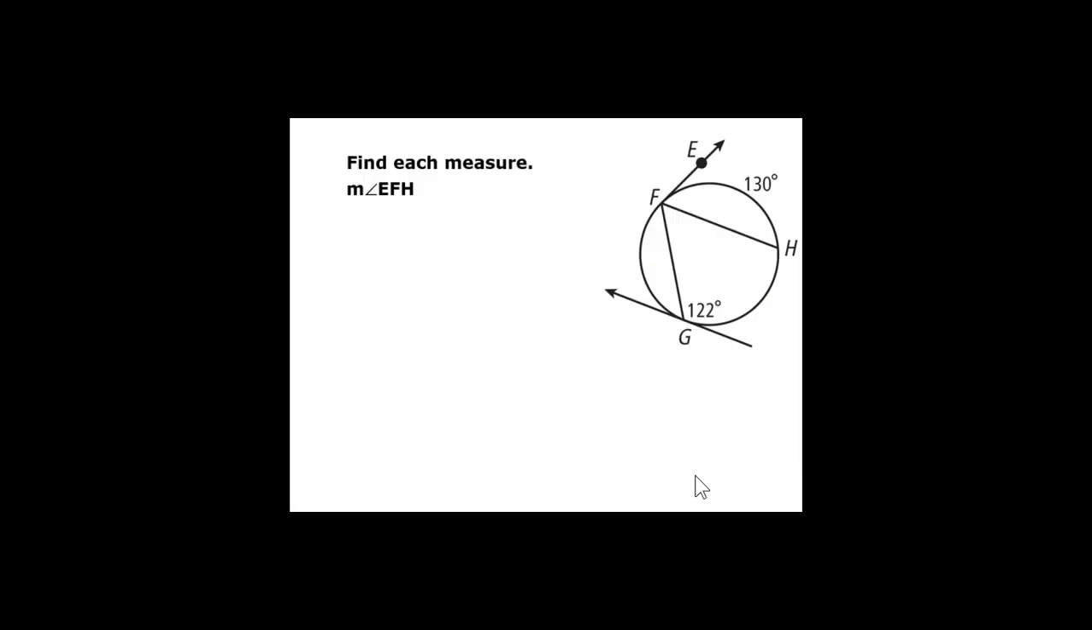The measure of angle EFH will equal half the measure of its intercepted arc, which is 130. Half of 130 is 65 degrees. The measure of angle G will equal half the measure of its intercepted arc, GF.